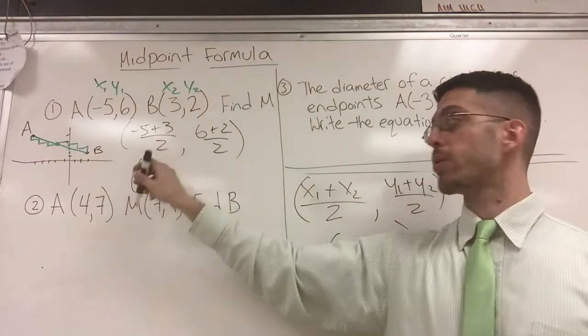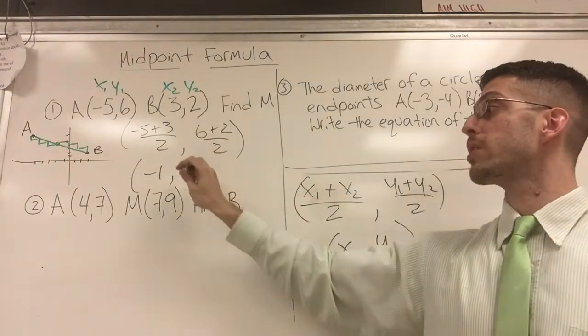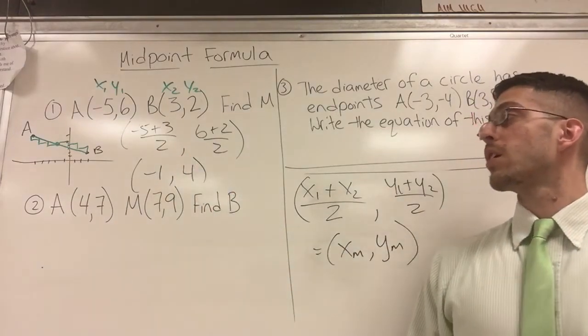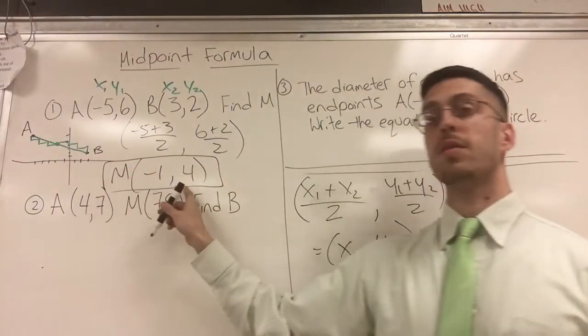Negative 2 divided by 2 is actually negative 1. 6 plus 2 is 8. 8 divided by 2 is 4. So there's my midpoint. I'll call it M for midpoint, and it is negative 1, 4.